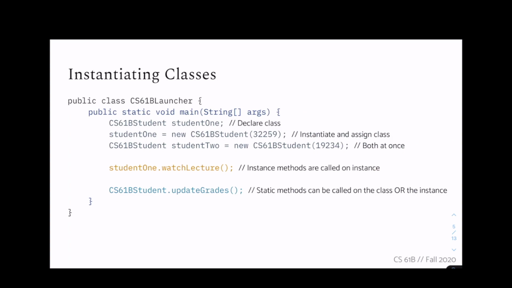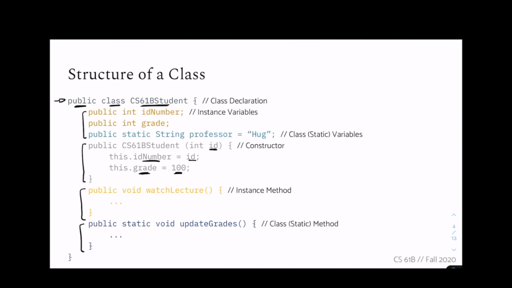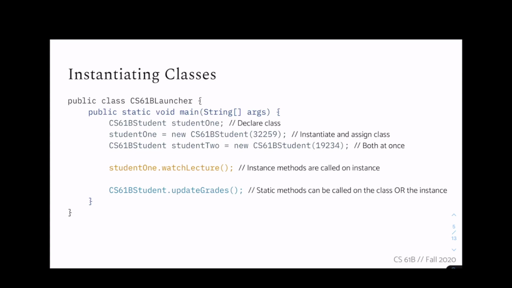Now, what can you actually do with classes? Well, before you can actually do anything with the class, you have to instantiate it. Instantiating a class is when you call the constructor, which we mentioned before, in order to create an instance of the class. There are 3 steps to instantiating a class. The first step is declaring the variable. In this case, this variable, student1, is of type CS61B student. You can imagine it as creating a box that's labeled student1 that can only contain CS61B students.